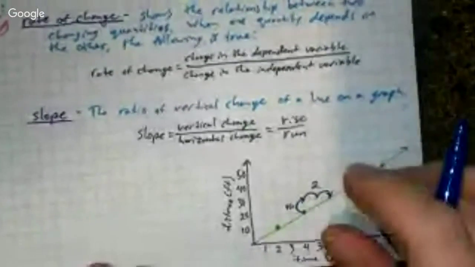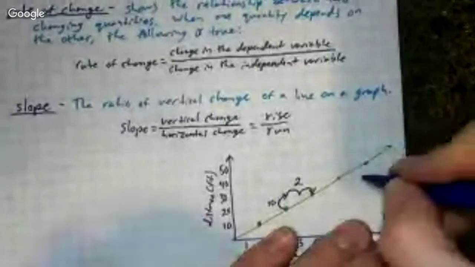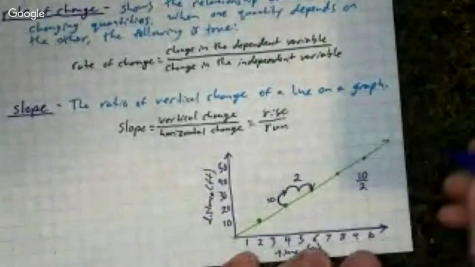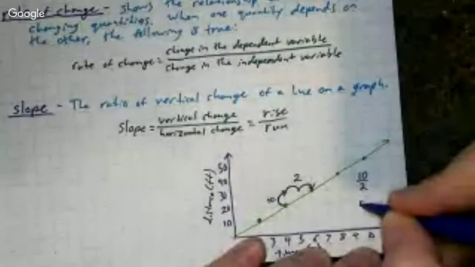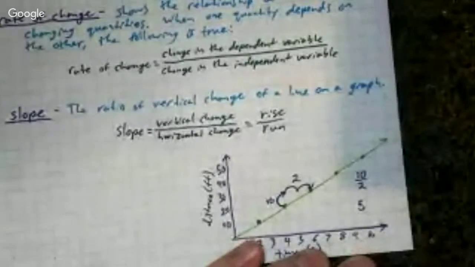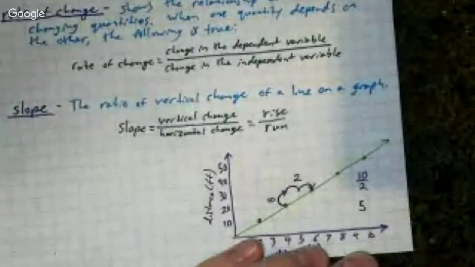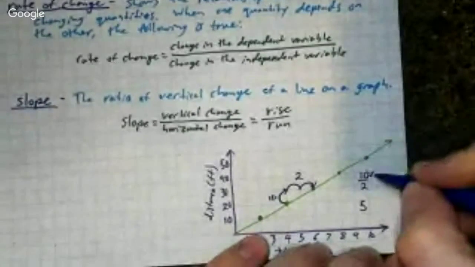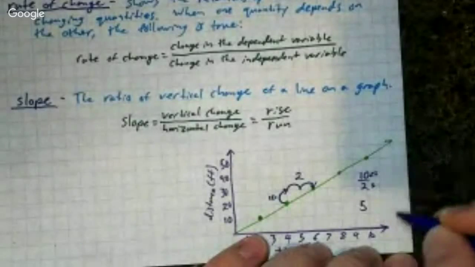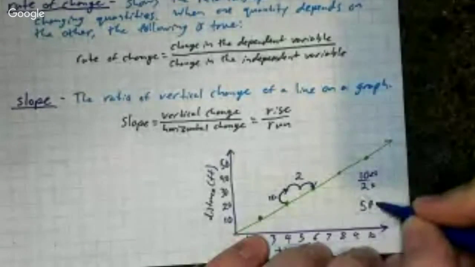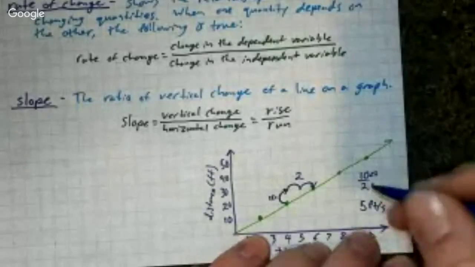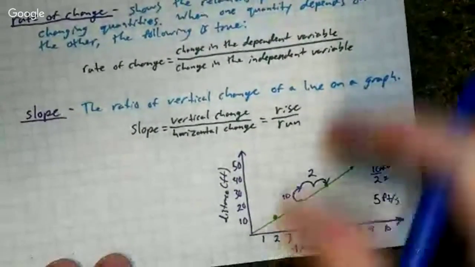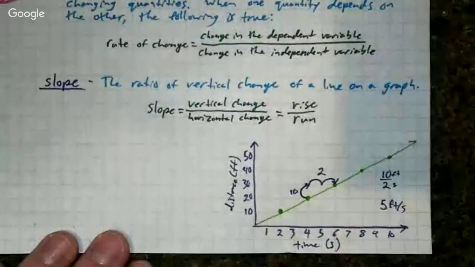So my rise over run is going to be 10 over 2. And that obviously can be simplified down to 5. Right? 5 over 1, we wouldn't need it. And that's how we get our unit rate. So 10 feet over 2 seconds would actually be 5 feet per second. So whatever we're graphing here is moving at 5 feet per second.